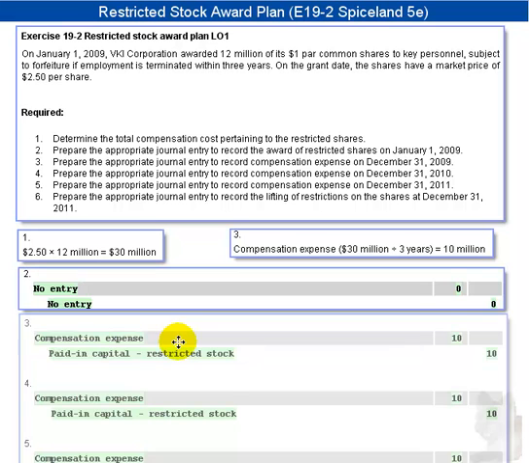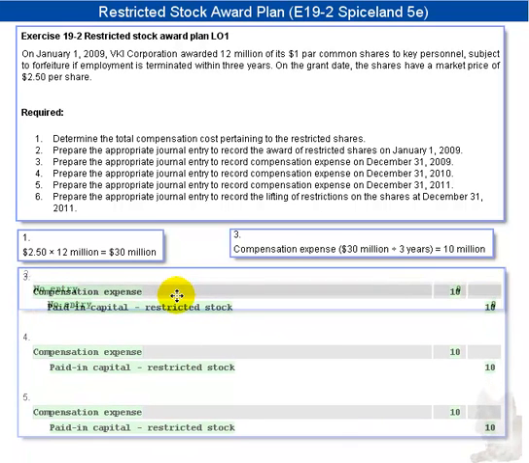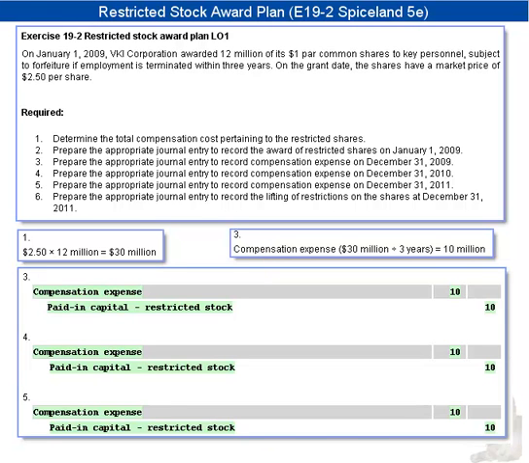So let me jot these down on the screen. I think what I'll do is put it right over entry 2, which was no entry. And now you can see that on the screen too. So 3, 4, and 5 all look the same, with a debit to compensation expense and a credit to paid-in capital restricted stock.